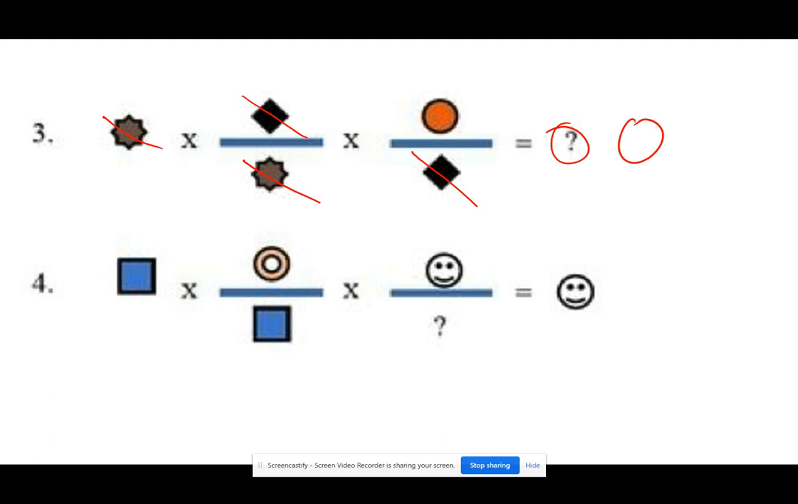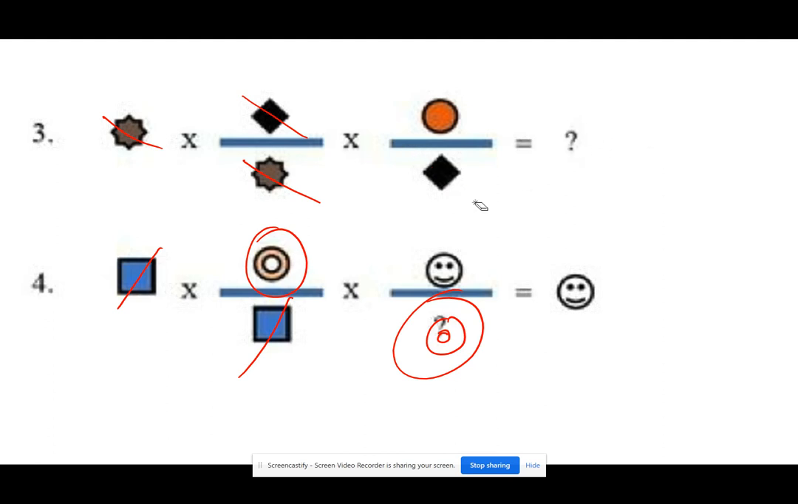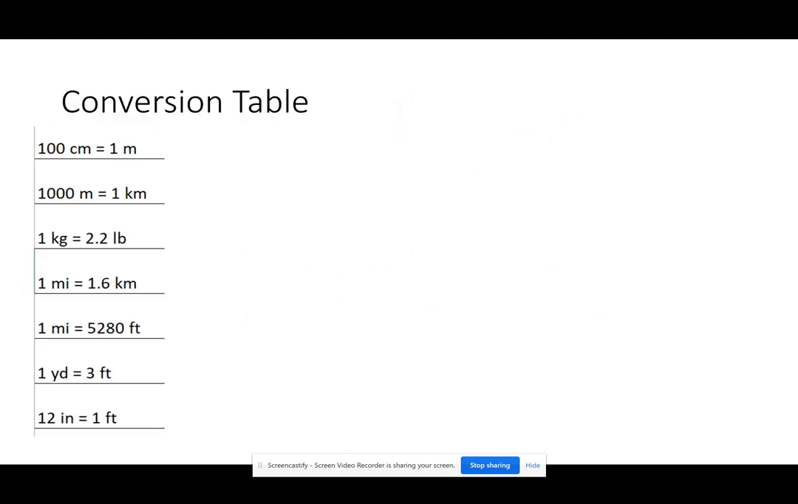What about in the next question? Well, I have square and square canceling out. I want to know what goes here. And I know that this and this need to cancel out to leave smiley face. So this is going to be my donut hole. Donuts, as Homer Simpson would like to say. When we do this type of canceling out, the same things happen with units. Let me show you what I mean.